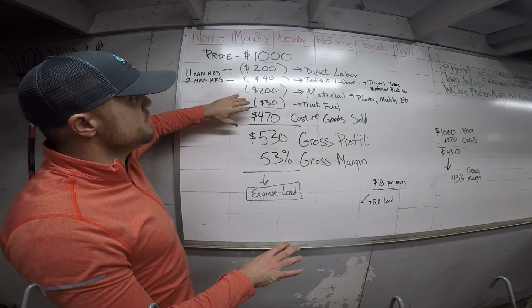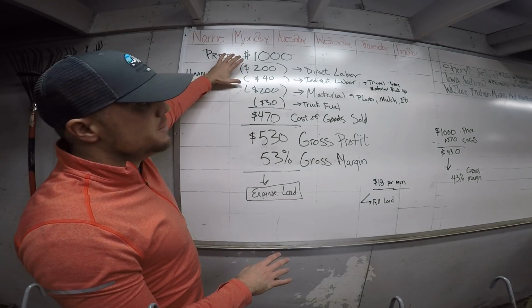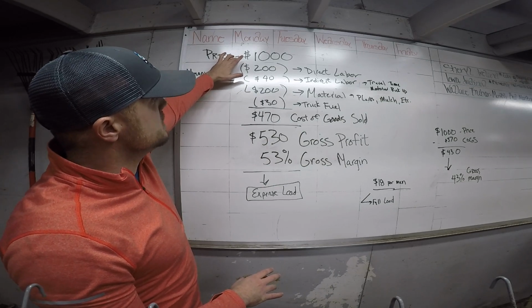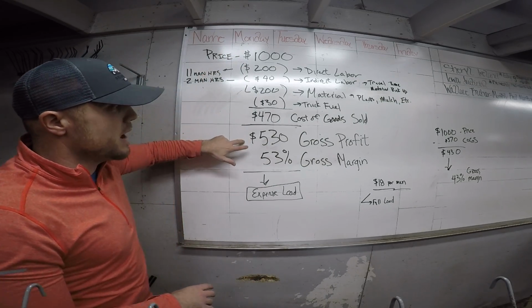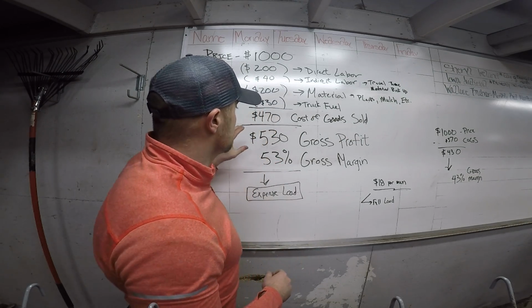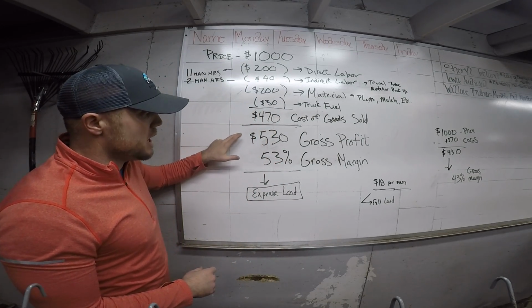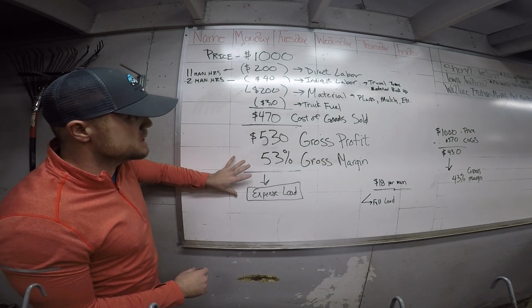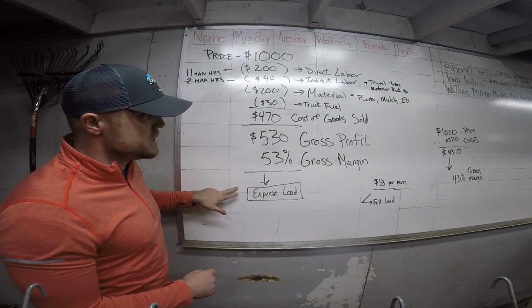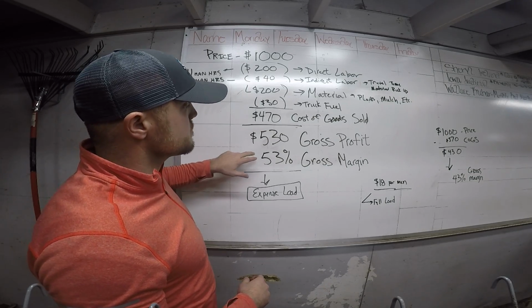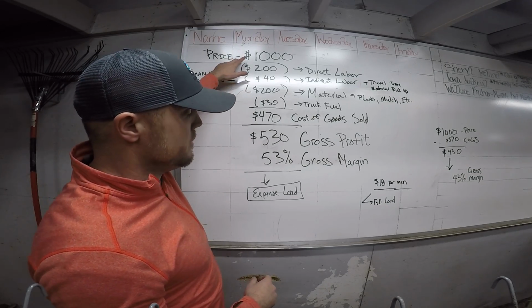Now, easy math for this example, you charge $1,000 to do this job. $1,000 less $470 is $530 in gross profit. Why is that important? Knowing your gross profit allows you to know how much you have to pay your expense load. Gross profit pays expenses. Your gross margin is simply the percentage of gross profit to revenue.